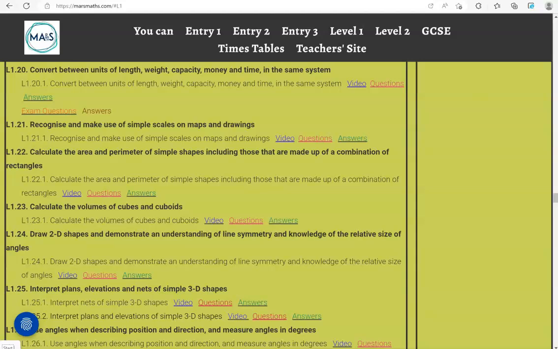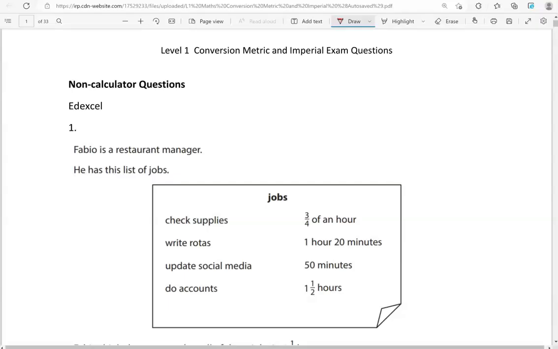In this video, we'll go through exam questions that cover the criteria, convert between units of length, weight, capacity, money and time in the same system. You can locate the questions on the mathsmath.com website under level 1. The questions come from different exam boards. We'll start with the non-calculated questions and then we'll move to the calculated questions. Here is the first one.